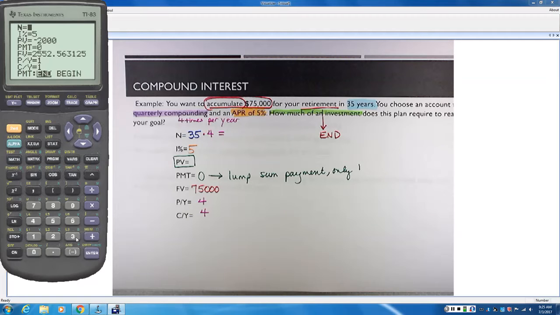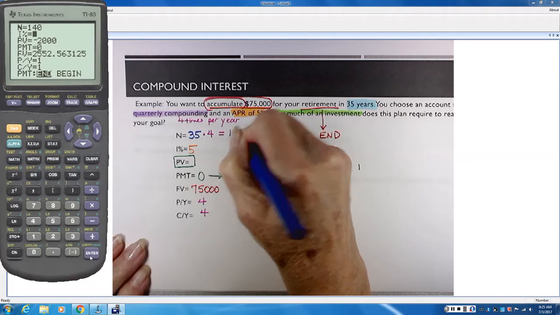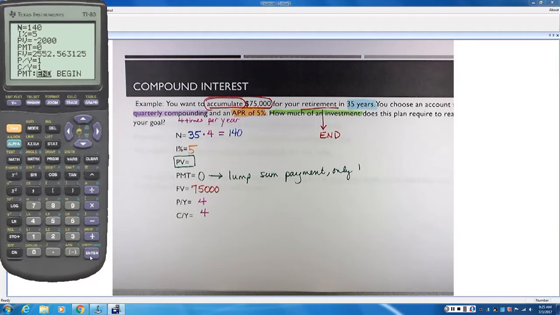And we enter 35 times 4, which means you're going to actually have compounded 140 times. Four times a year for 35 years. Your interest rate is 5%. Your present value is what you don't know, so we'll leave it out. And for some reason, this one's being hateful about letting me leave out present value. If it doesn't want to let you leave something out, put a 0 in for it.